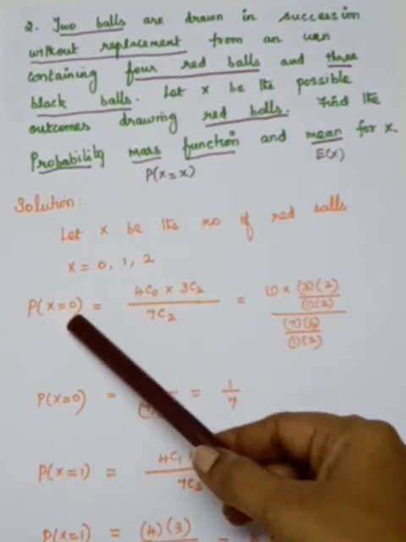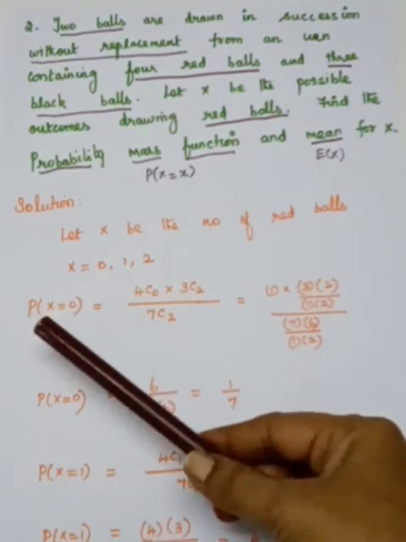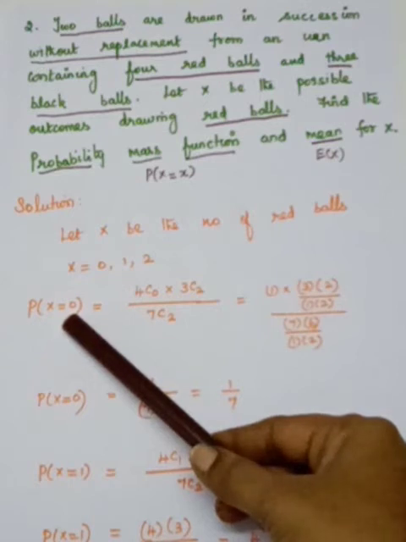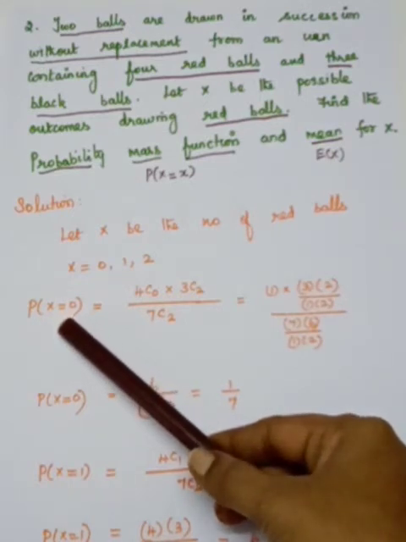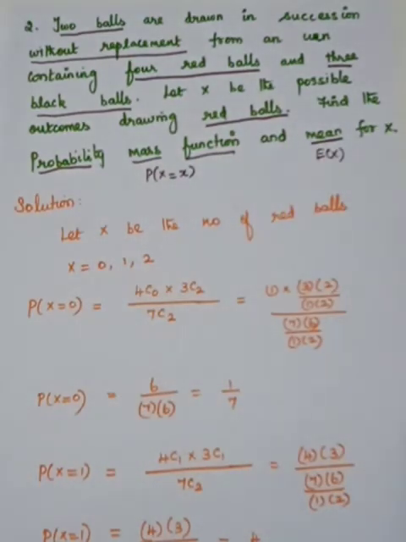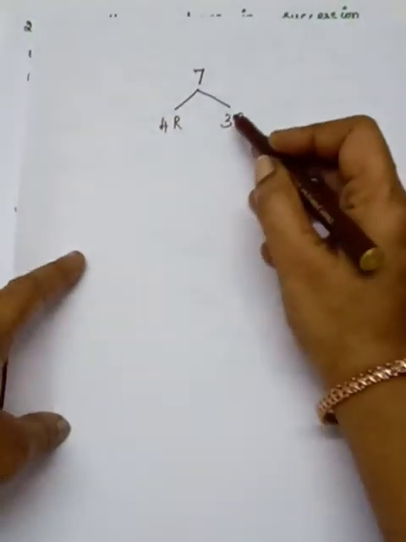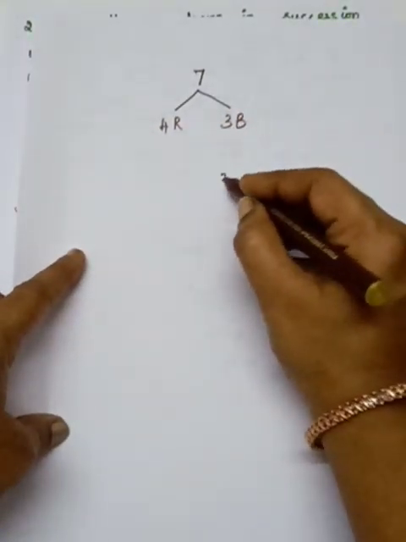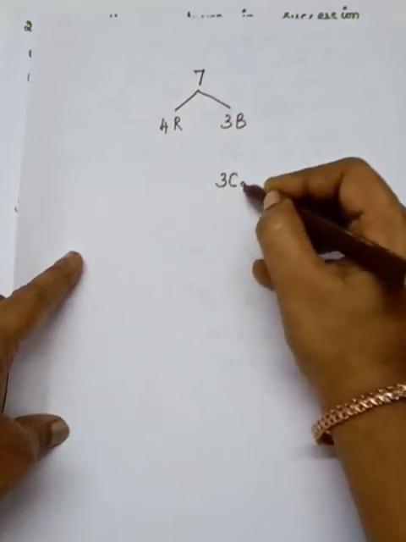So x equal to 0 means number of red balls is 0. So no red ball. So how many black balls are drawn? 2 black balls, because we are taking 2 balls from the urn. So x equal to 0 means no red ball. So what we have drawn from the urn, both are black balls only. You see how many black balls are there? You are having 3 black balls. From that, you are selecting 2 black balls.